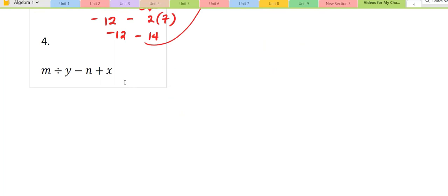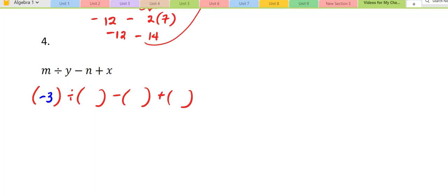Now this one looks really complicated because it's going to have almost all the operations that I can do. But I have lots of parentheses to use first. Here we go. M is negative 3. Y is 5. N is 4. And X is 1. Here we go.